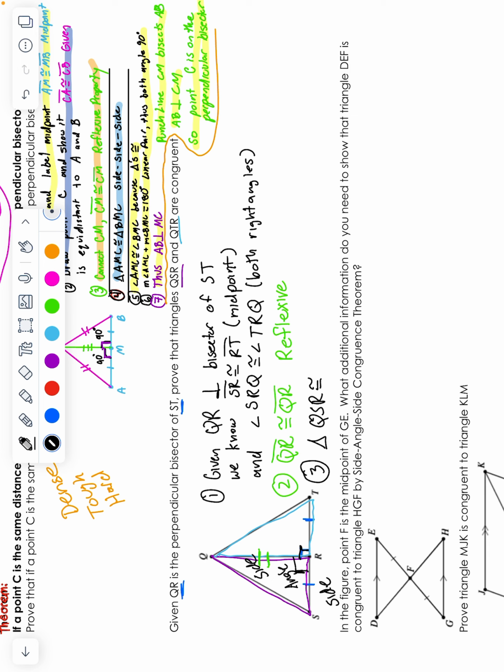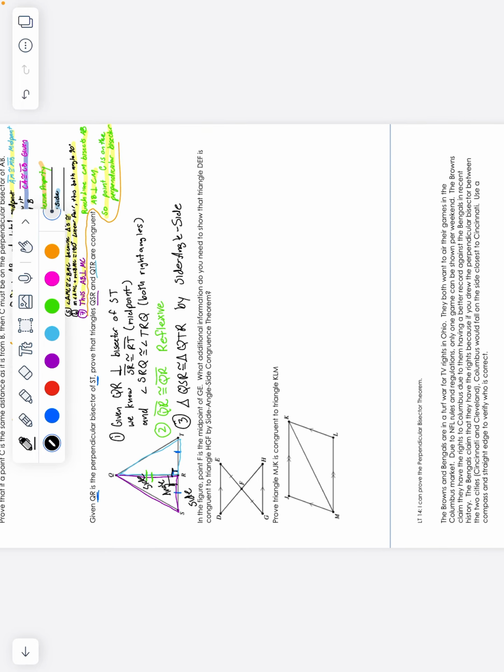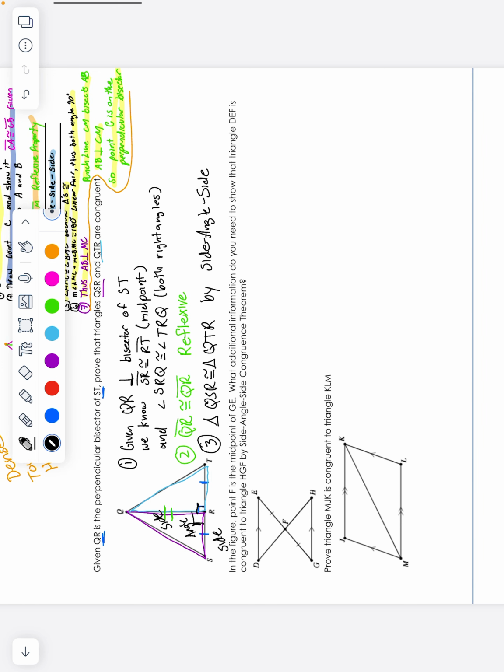Triangle QSR is congruent to triangle QTR by side, angle, side. Sweet. Okay, so those are kind of the same problems going in different orders, but the logic is very intertwined. Now we got just some repetition stuff right here.